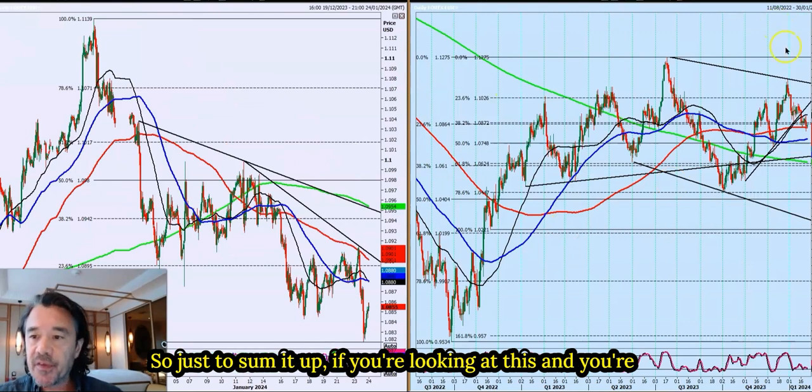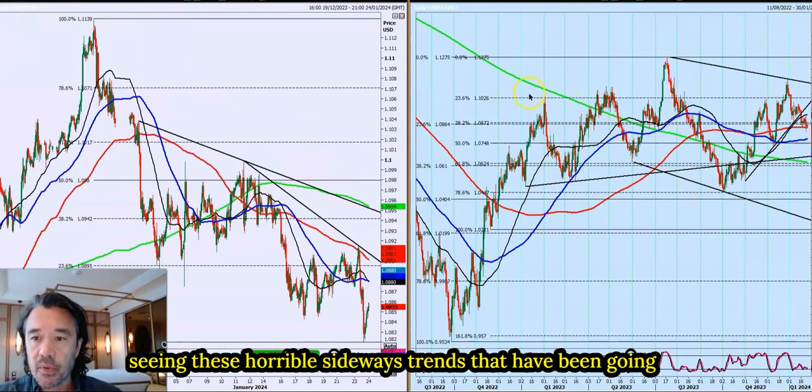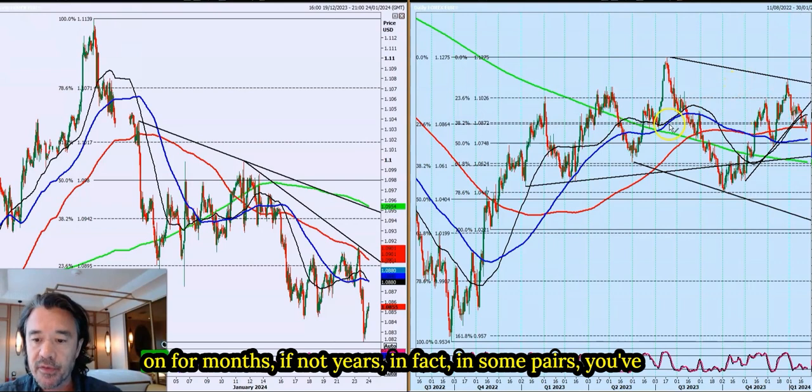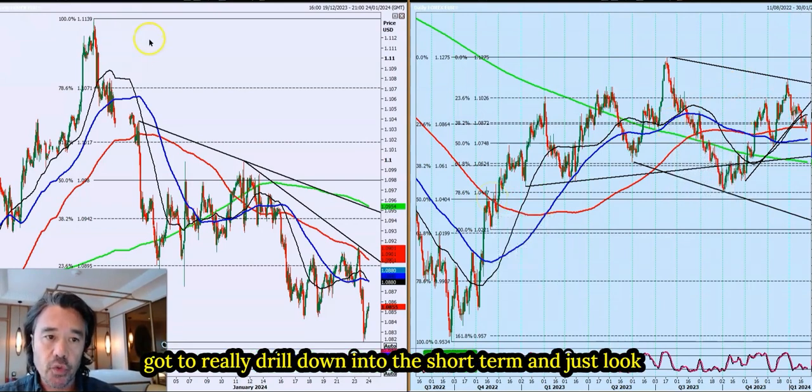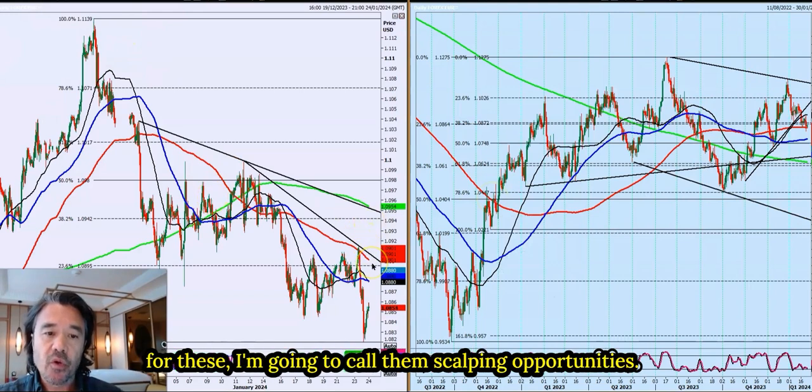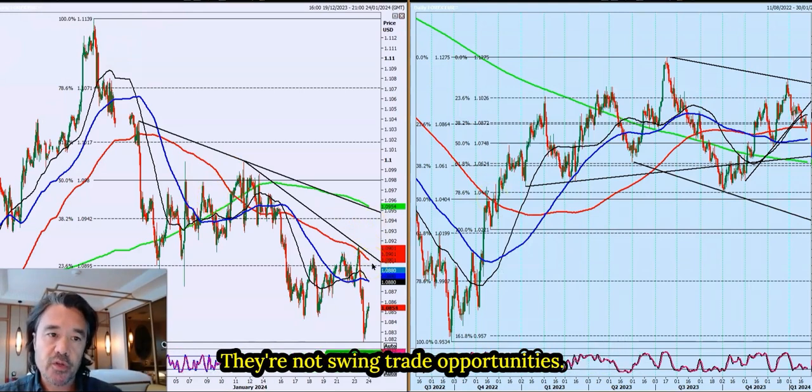So just to sum it up, if you're looking at this and you're seeing these horrible sideways trends that have been going on for months, if not years, in fact, in some pairs, you've got to really drill down into the short term and just look for these. I'm going to call them scalping opportunities. They're not swing trade opportunities.